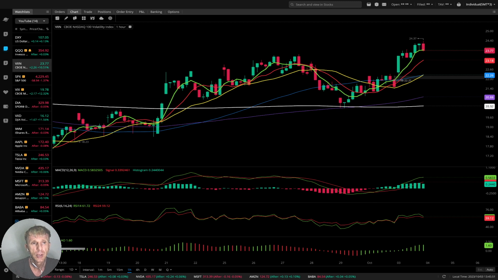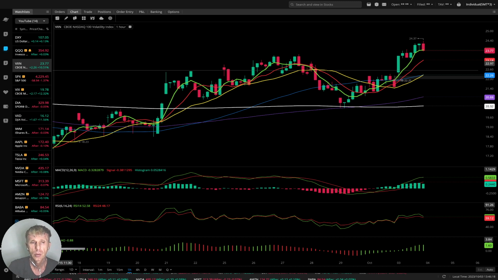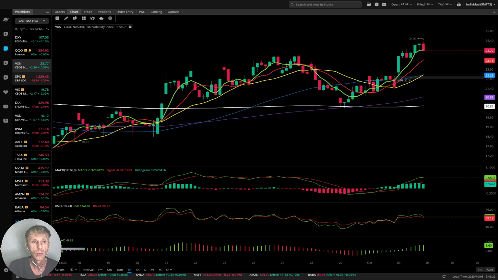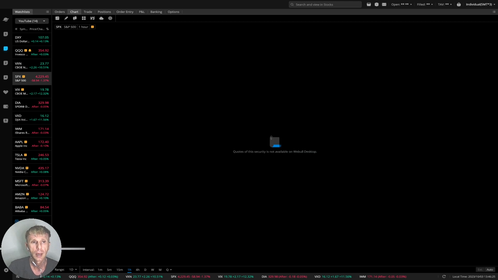VXN volatility index for Nasdaq plus 10.5%, and we know the rule, right? When the volatility index is plus 10%, it means the next 2 trading sessions will be a bounce. It means 85% chance that we will see a green day for Qs in the next 2 days.